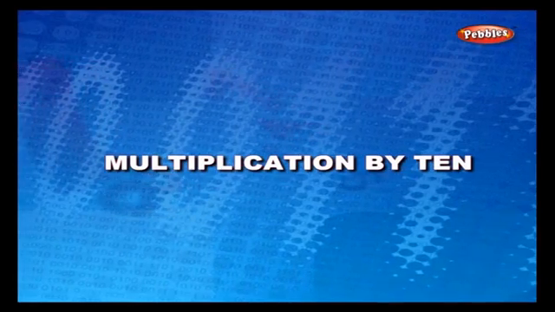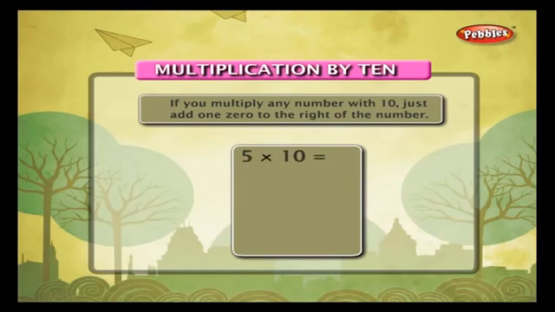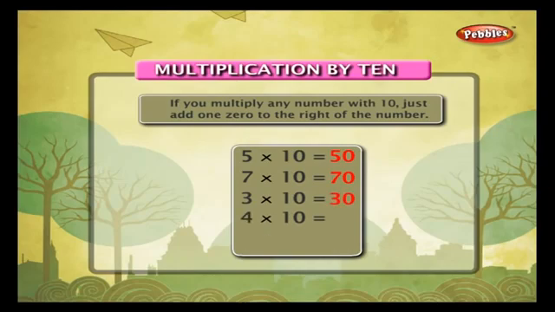Multiplication by 10. If you multiply any number with 10, just add 1 zero to the right of the number. For example, 5 into 10 will give you 50. 7 into 10 is equal to 70. 3 into 10 is equal to 30. 4 into 10 is equal to 40. 8 into 10 is equal to 80, and so on.